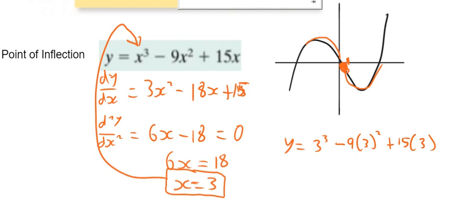So if you want to just try this one yourself, it'll be very similar. Just try it, pause the video and then play it on and I'll correct it.